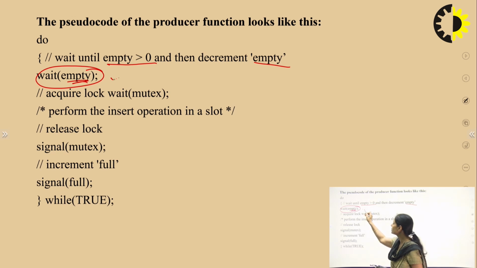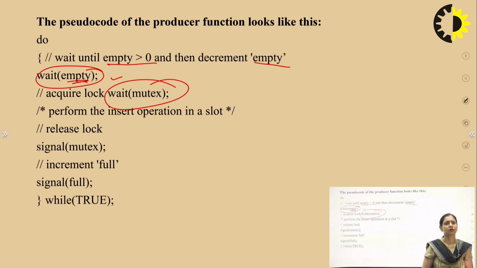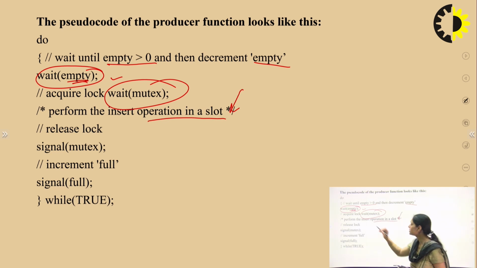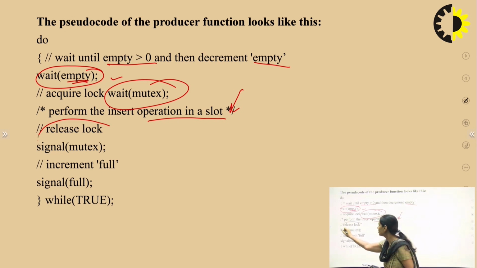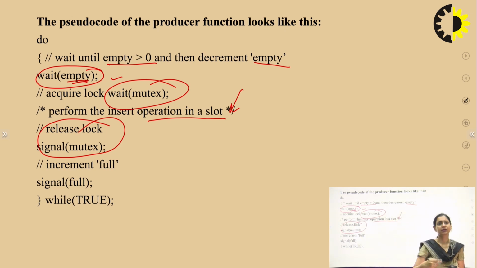As soon as it puts a wait on empty, it will acquire a lock. The mutex is a lock which is kept just to tell other processes that they cannot enter into the critical section. So this producer enters into the critical section and performs the insertion operation. It produces an item. Once the item is produced, it will release the lock by putting a signal on mutex, that is, incrementing the value of mutex by 1. Then it will signal full, incrementing the value of full just to tell that an item has been added into the buffer, and then it will exit.